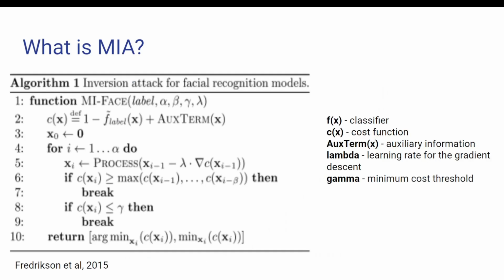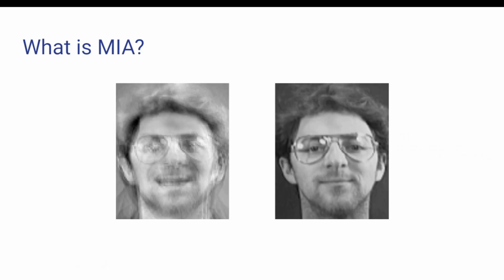The face recognition classifier is expressed as function f. Its output represents a vector of probabilities of the image belonging to each of the given classes. For the model inversion, the cost function c is introduced. Its gradients are calculated starting with the candidate solution image, which is transformed at each iteration in order to minimize the cost function. In the picture on the left, you can see an image recovered using a model inversion attack, and on the right, you can see a training set image.